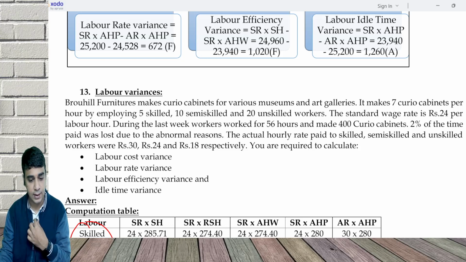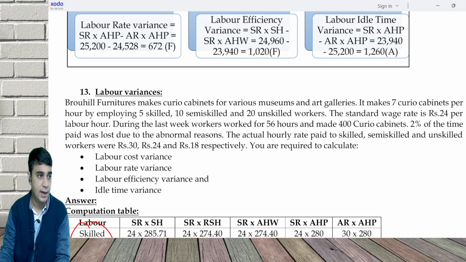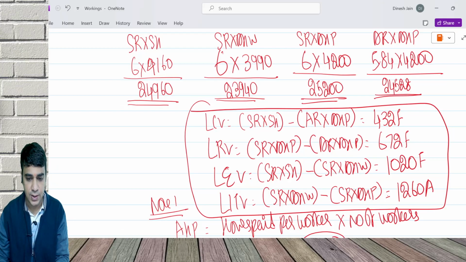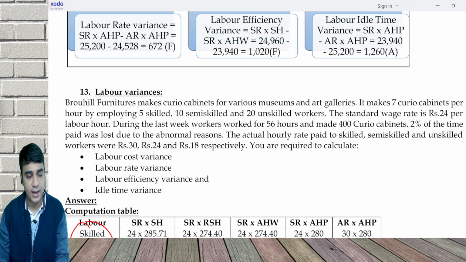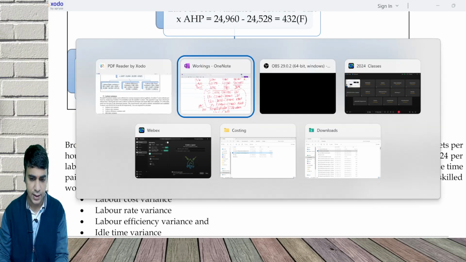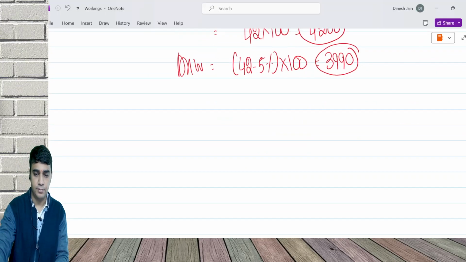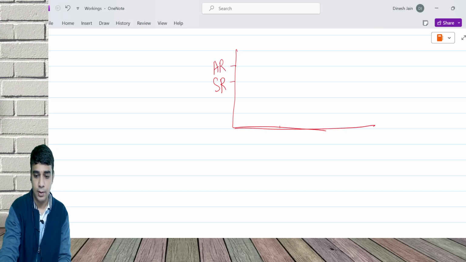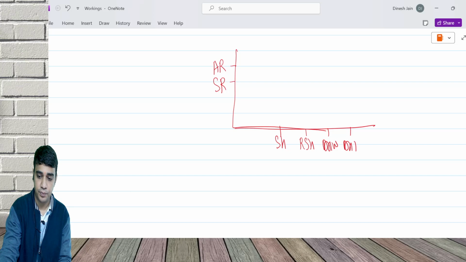You are required to calculate labor cost, rate, efficiency and idle time variance. Nothing much for you to see in the question. Tell me which situation is this: single labor, multiple labor, with idle time, without idle time. With idle time, let's put the chart. SR, AR, SH, RSH, AHW, AHP.